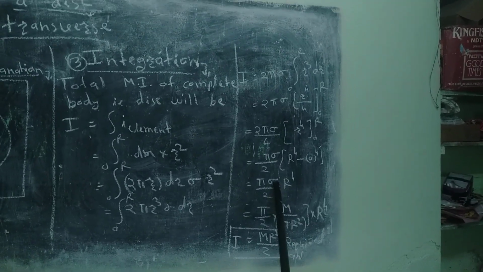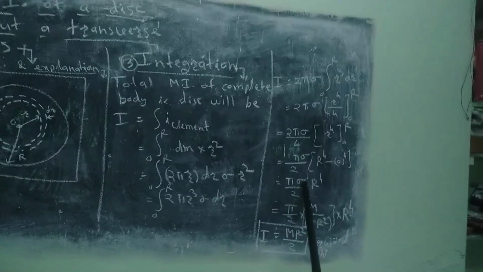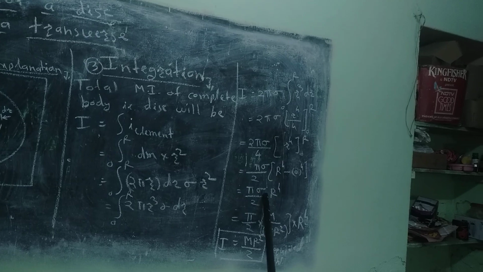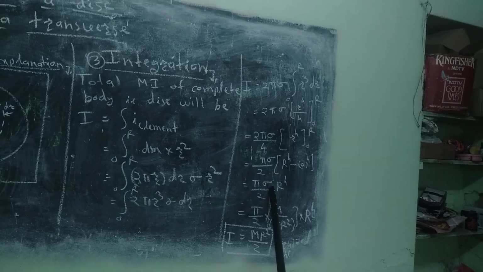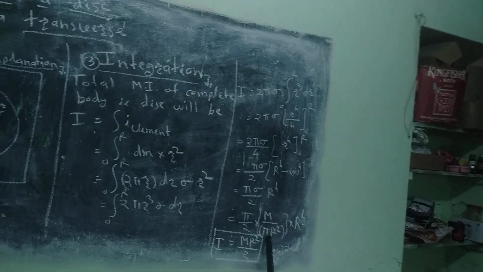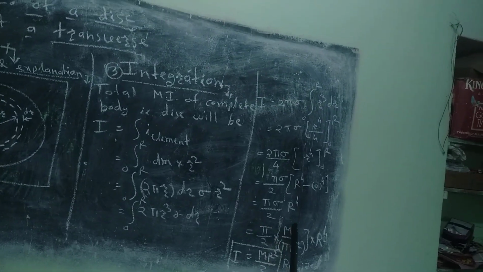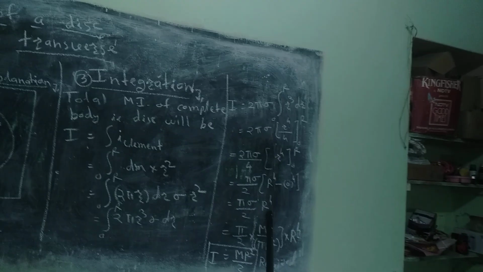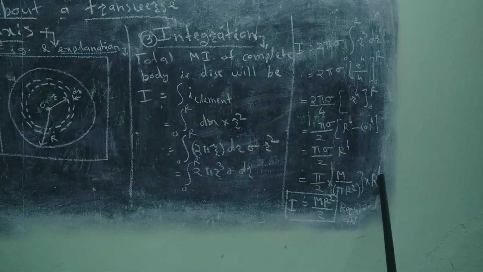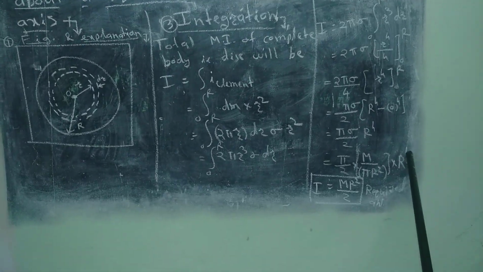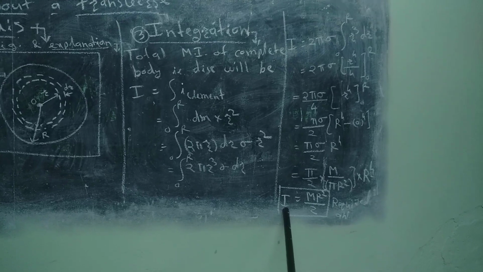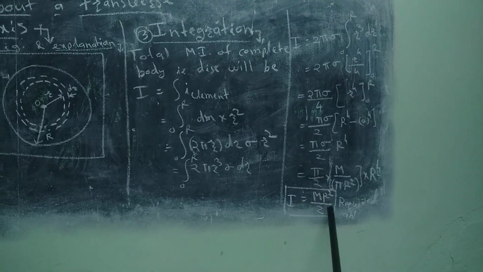In place of sigma we use equation number 1. What is sigma? Nothing but m upon pi r square. We saw in step number 1 that the value of sigma of the complete disk, the complete body, is mass upon area, that means m upon pi r square. So pi upon 2 into m upon pi r square into r raised to 4 as it is. Clearly, the r square and r raised to 4 get cancelled. So we get m r square upon 2. So we can say that the moment of inertia of the complete disk will be m r square upon 2.